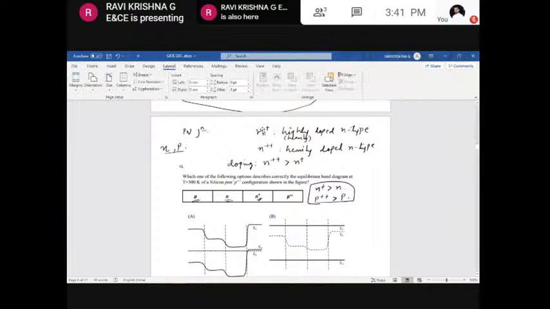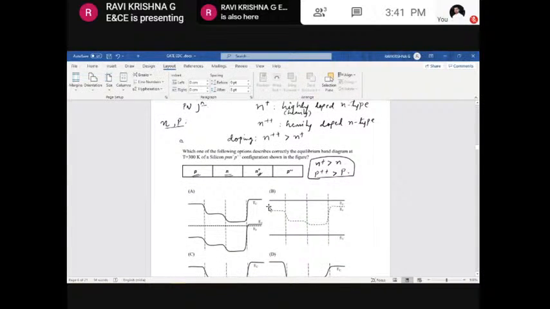So just carefully observe the question here. What they have asked is, we need to identify the correct representation of the energy band diagram for this particular device structure. This is some device. We don't know exactly what this particular device is. They have just given the P, N plus, P double plus device. In general, we call it some device.